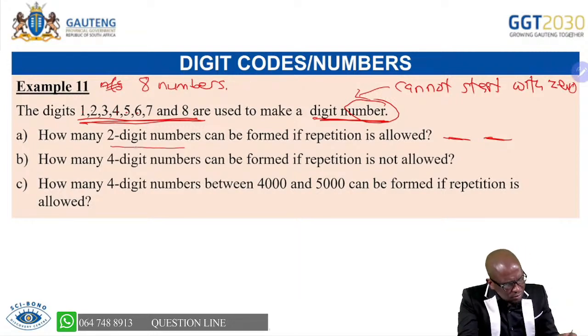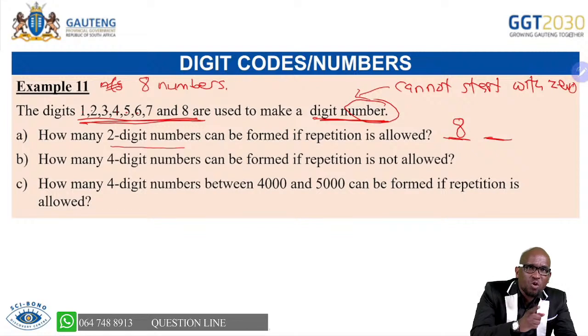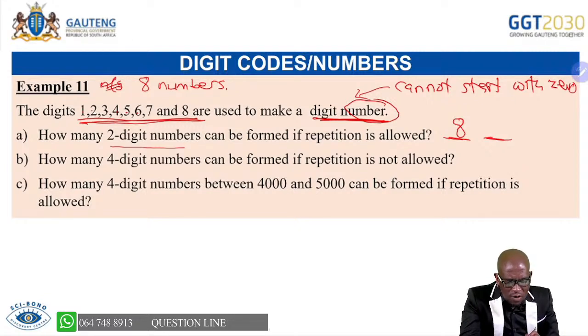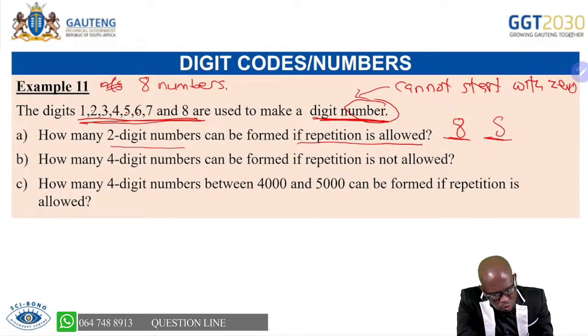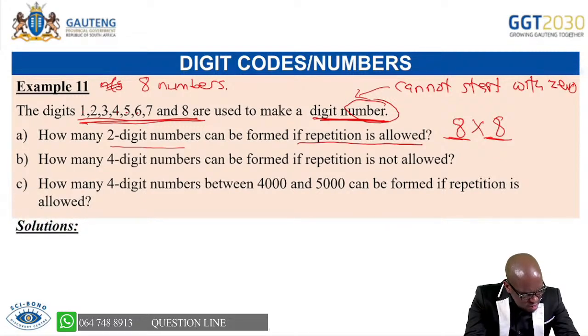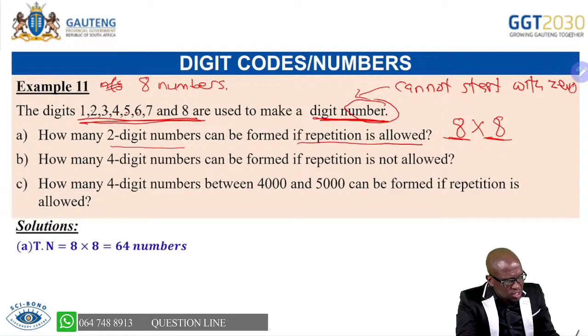We want 2-digit numbers, and repetition is allowed. So what does that mean? It means that you're going to check how many options for the first position: it should be 8. Remember, if there was a 0, we were not going to start with a 0 in the first position because a digit number cannot start with a 0. So we would have 8 options for the first position. And then from there, because the digit can be repeated, for the second position, we'll also have 8 because you can still use the digit that was used in the first position. So 8 times 8 is 64 numbers that we can form.